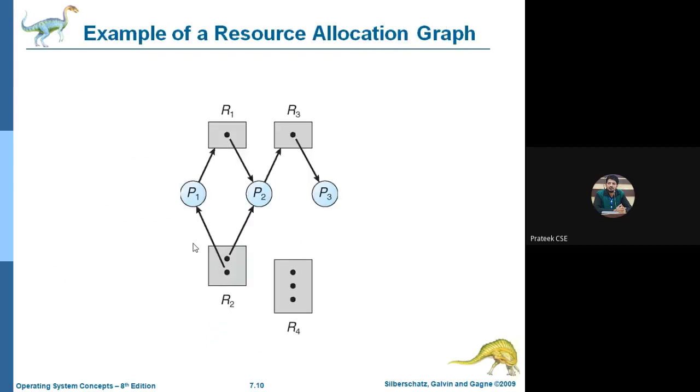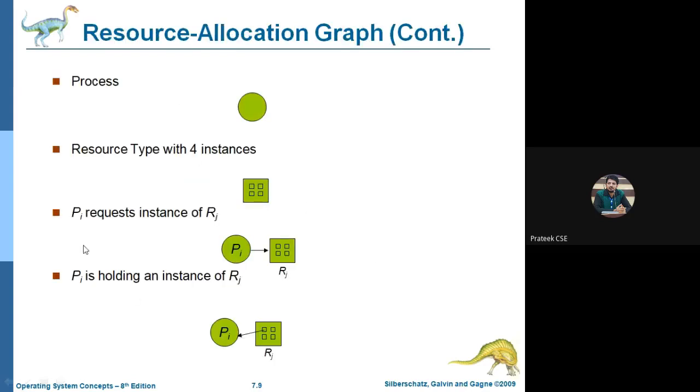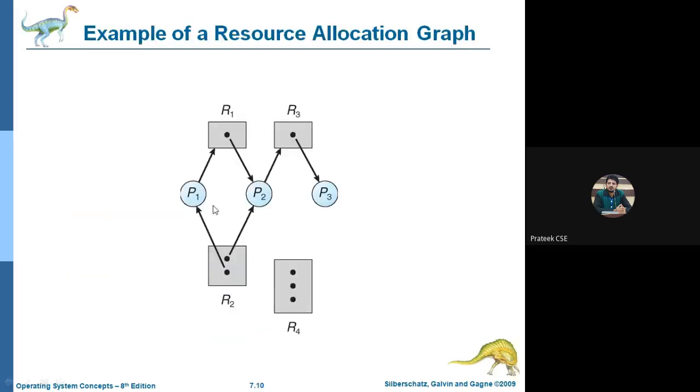Okay, so these are some of the examples of a resource allocation graph. So if I talk about this particular graph, these are the same notations which I have just discussed here. So we have process, we have resources, we have request edge, we have assignment edge. So here you can see it represents a complete system, and this is the resource allocation graph where we have 3 different processes, P1, P2, P3, and we have 4 different resources.